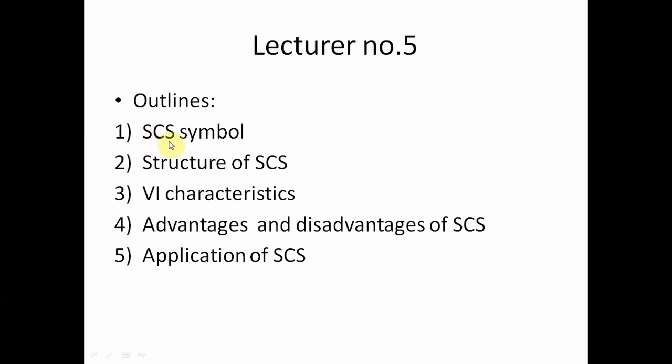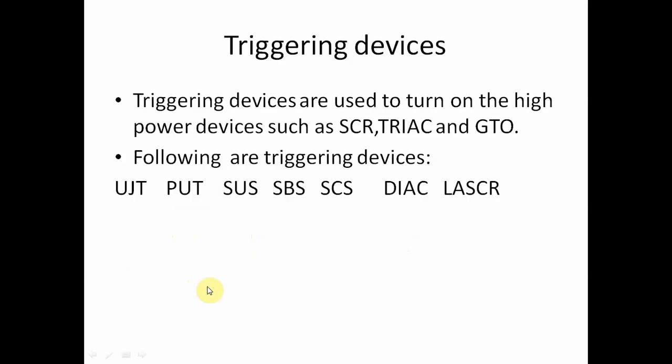These are some outlines of lecture number 5. First one is the SCS, the silicon controlled switch symbol. Structure of SCS, VI characteristics of SCS. Next one is the advantages and disadvantages of SCS, and last one is the applications of SCS.